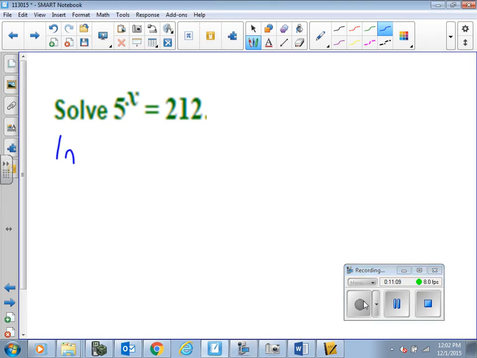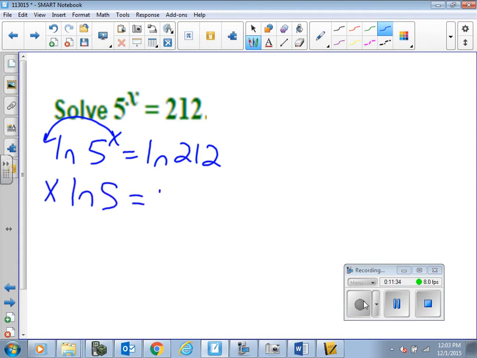So I'm going to take the natural log of 5 to the x, each equals the natural log of 212. You can use any log. You could do log base 5, log base 10. Natural log and log base 10 are easier because we have them on the calculator, readily available, without too much fussing. So now, what's my next step going to be? I'm going to take this x and move that down. So I'm going to have x times the natural log of 5 equals the natural log of 212.